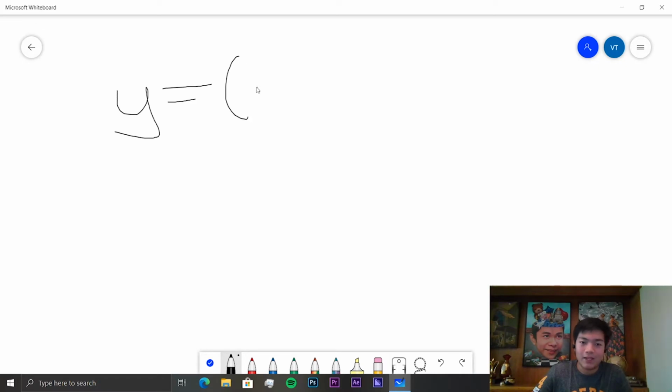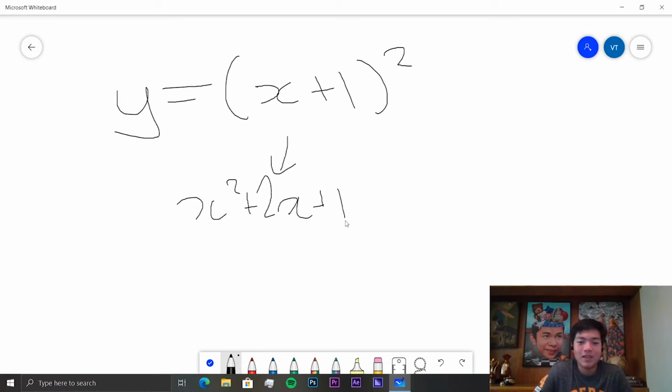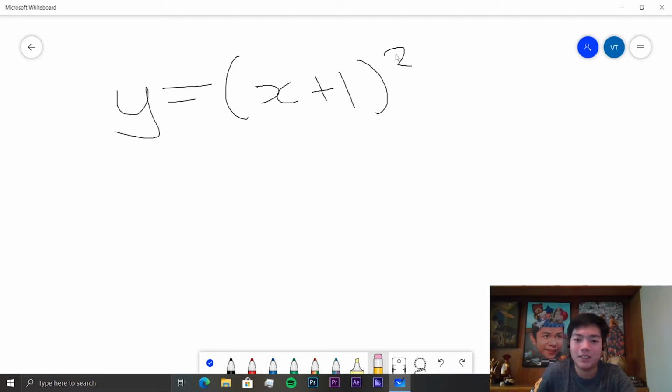Something like y equals (x plus 1) squared. One way we could solve this is to simply expand it to x squared plus 2x plus 1. But what if it's a higher power? What if it's not 2? What if it's to the power of 6, or some power where it's very hard to expand the function and then differentiate it all? That's where the chain rule comes in.